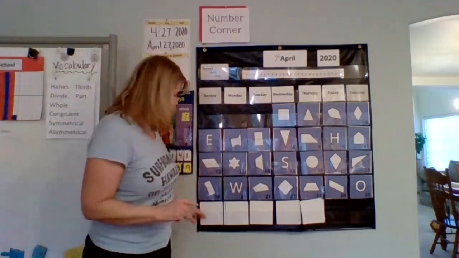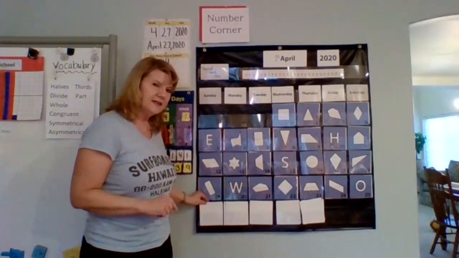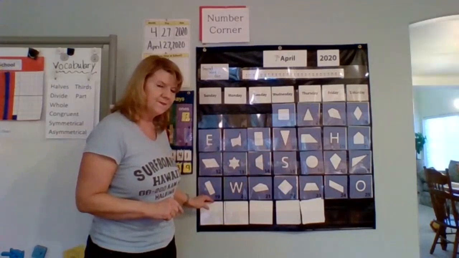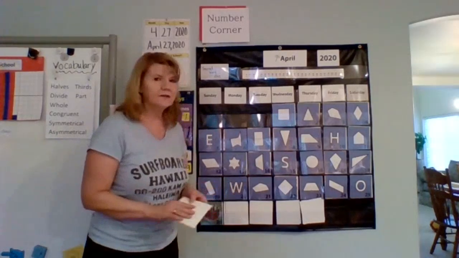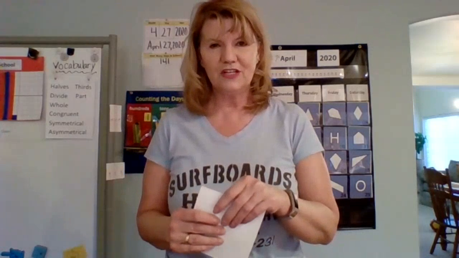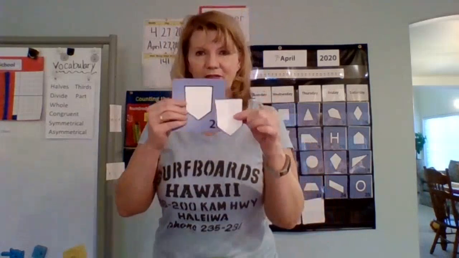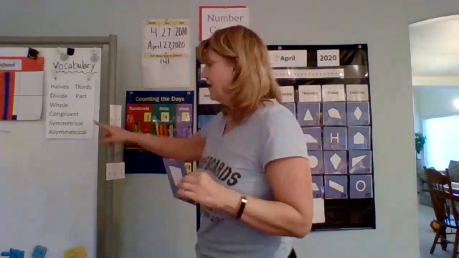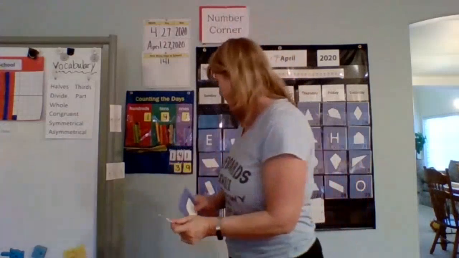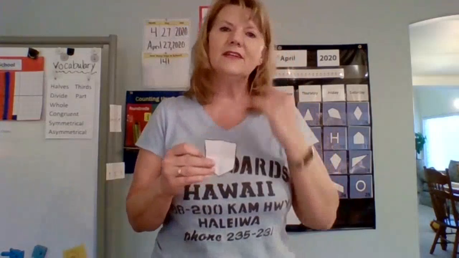Okay, now we're going to make a prediction. Looking at our calendar, we are going to predict, is this going to be symmetrical or asymmetrical? I'm going to pull the card out. Turn and tell your partner if your prediction is symmetrical or asymmetrical. Let's turn it over. And this is the shape. I went ahead and cut a shape out that looks exactly the same. That's where our vocabulary word congruent comes in, because these are exactly the same. They are congruent. We learned about that in February. I'm just reminding you.